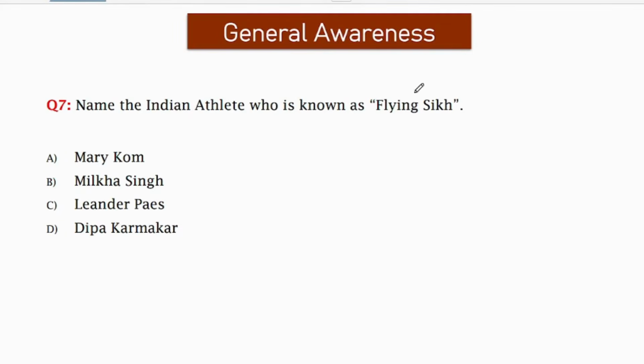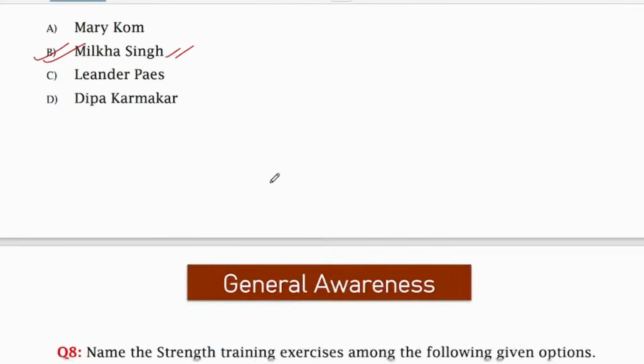All right. So the Indian athlete known as Flying Sikh is Milkha Singh. This is the right answer. Very simple, very easy. Just by eliminating a few of the options, you should be able to solve this question. Otherwise also, you should know the Flying Sikh is Milkha Singh, right? Okay, so moving on to the next question.